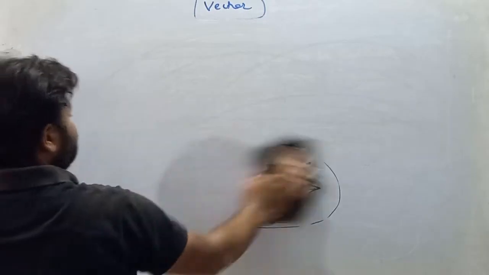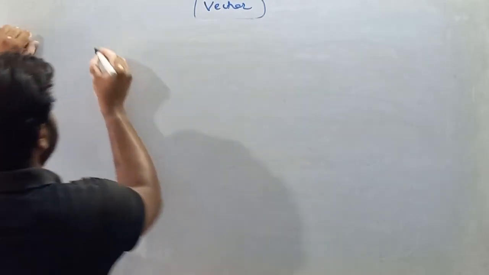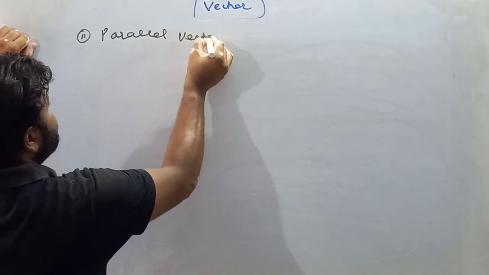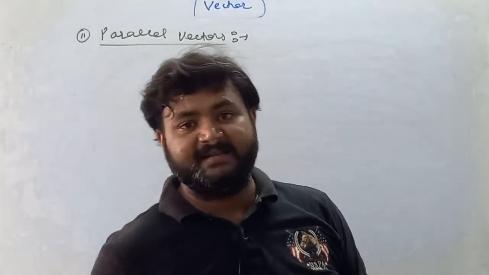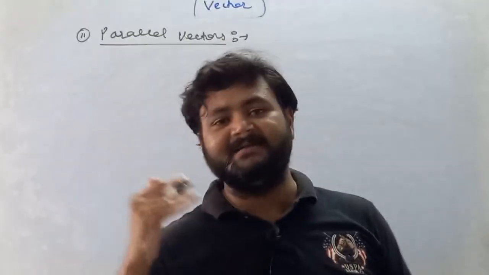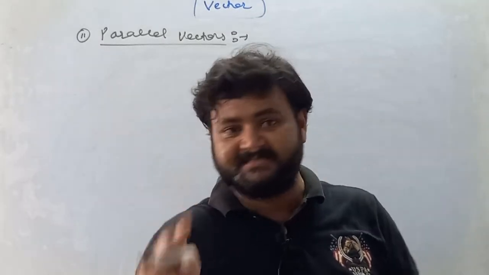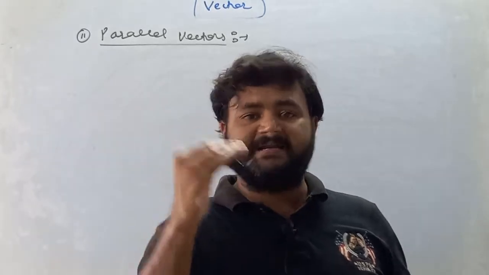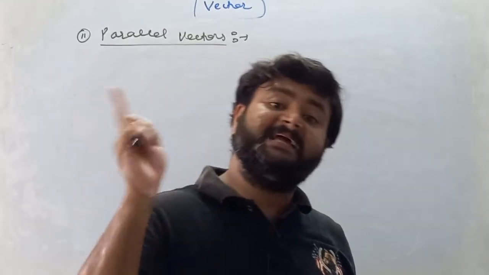See, parallel vector is also called like vector. Second is our parallel vectors. Now see beta, if vectors are parallel, then they are also called collinear vectors as well, because we know that if two vectors are parallel to each other, then they are also said to be collinear. For collinear we have two different conditions: either the vectors lie in the same line, or both the vectors are parallel to each other. So if two vectors are parallel, then they are collinear as well.